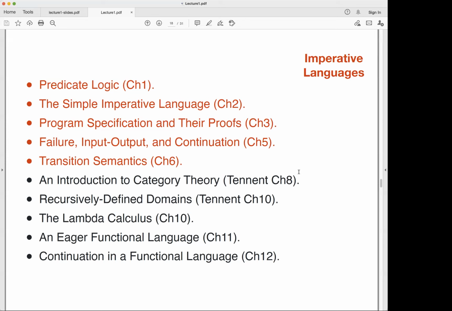And then we'll also study some advanced stuff like how to model continuations and other features in the programming languages, and also basic tools of operational semantics.